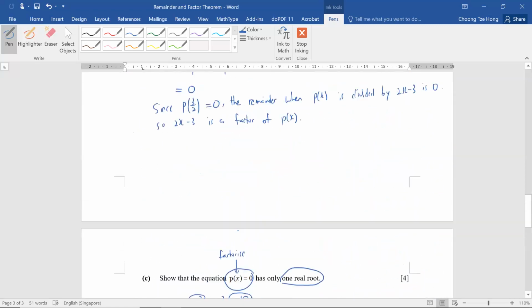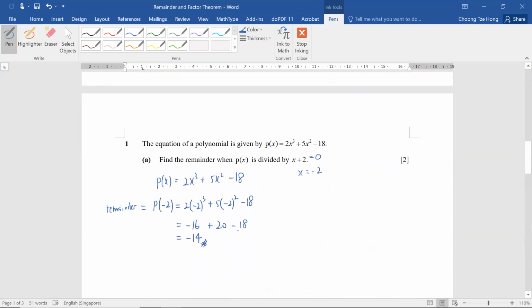Right, so just a recap for the remainder and factor theorem, which is the main thing in this question. To find the remainder when you divide a polynomial by a linear factor, you find the value of x that will make the linear factor 0, and you substitute that value into the polynomial, and what you get will be the remainder. When the linear factor is a factor, then you will get remainder 0. When you divide by a linear divisor and it's not a factor, then you will get a number as a remainder.